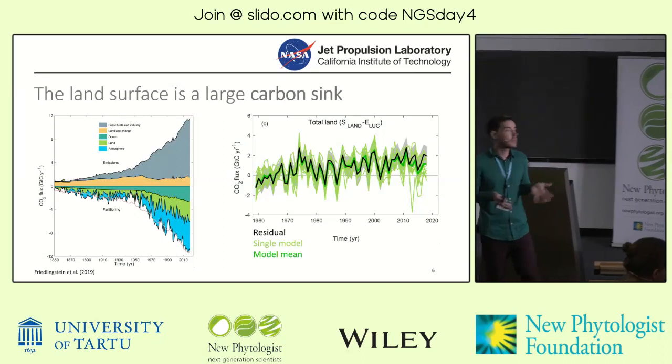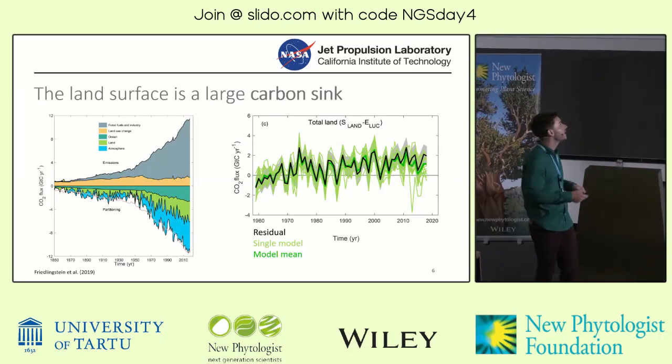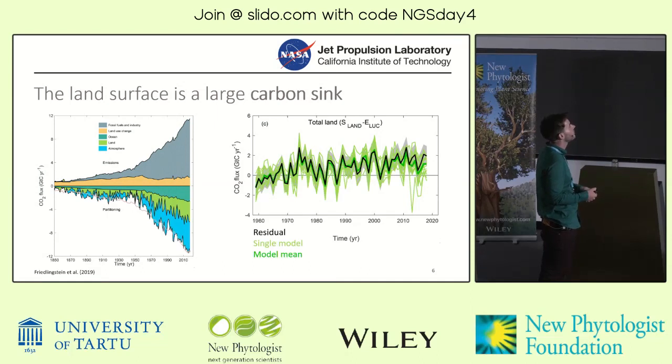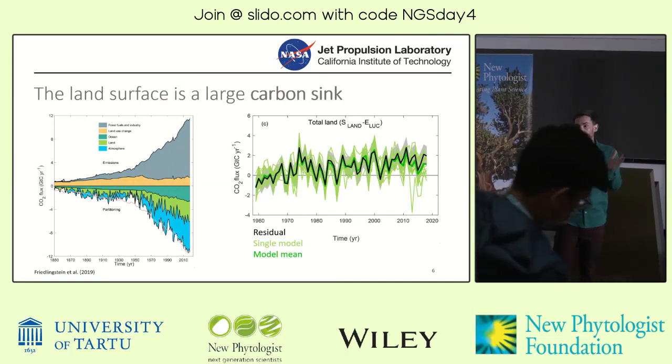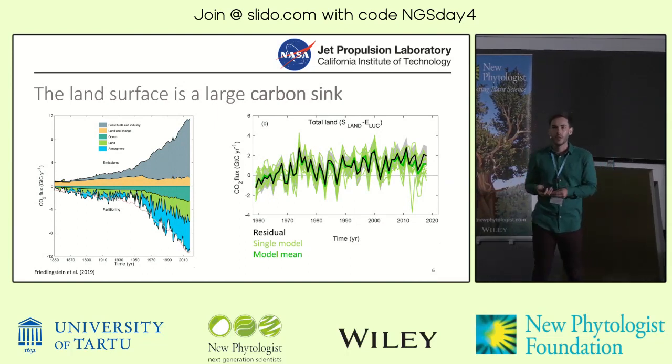So first of all, the land surface is a large carbon sink. It absorbs almost 1/3 of all the anthropogenic CO2 that we put up there. This image shows the CO2 flux and the anthropogenic emissions since the pre-industrial times. And basically the CO2 goes into 3 main sinks or 3 main compartments of the Earth system.